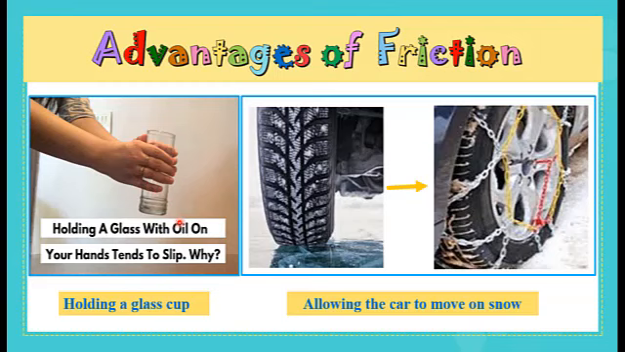In snowy seasons, we increase the force of friction by covering the tires with iron strings to allow the car to move on snow. Otherwise, cars will slip and an accident may happen. So friction here is beneficial to avoid an accident.